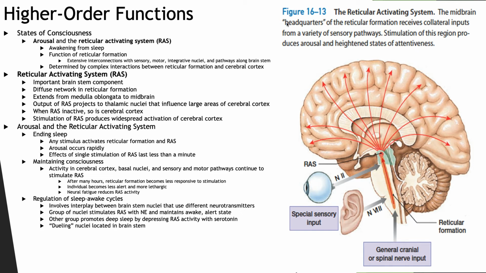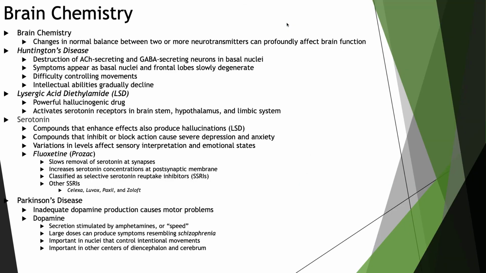Evidence suggests that the regulation of sleep-wake cycles involves an interplay between brainstem nuclei that use different neurotransmitters. One group of nuclei stimulates the RAS with norepinephrine and maintains the awake alert state. Another group depresses the RAS activity with serotonin, promoting deep sleep. These dueling nuclei are located in the brainstem. Changes in the normal balance between two or more neurotransmitters can profoundly affect the brain. Recall from previous sections that the interplay between populations of neurons releasing norepinephrine and serotonin appears to be involved in regulating sleep-wake cycles. Another example concerns Huntington's disease.